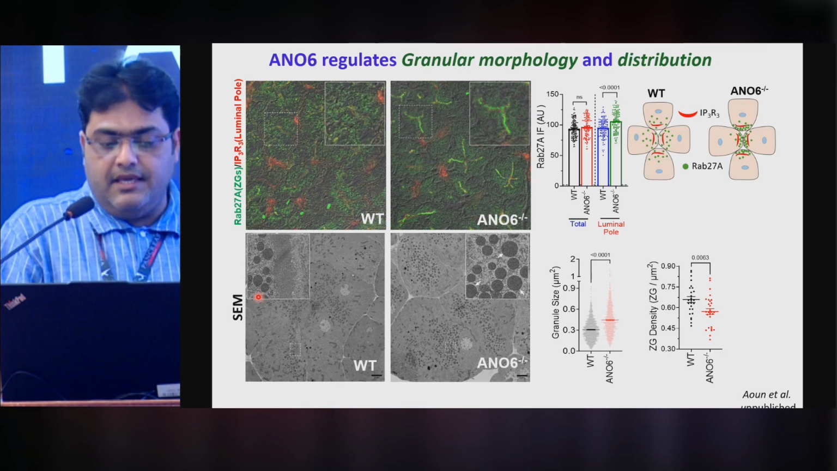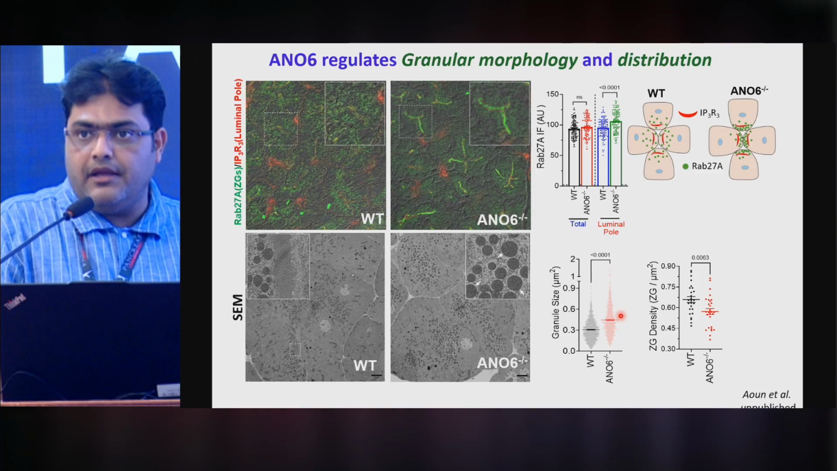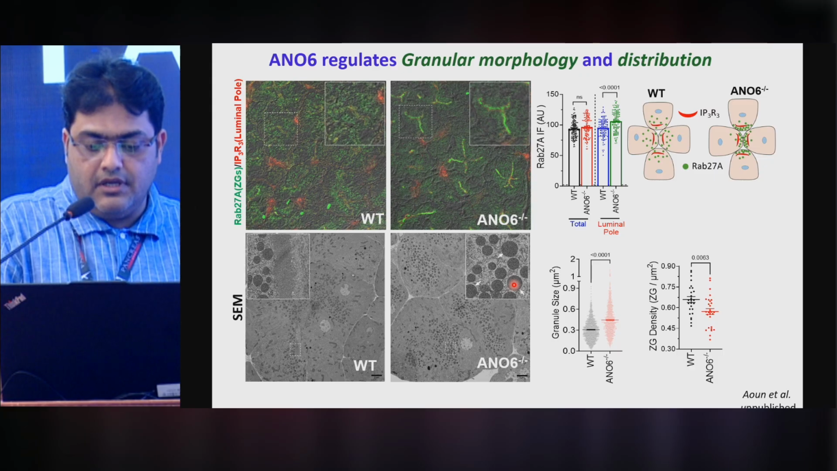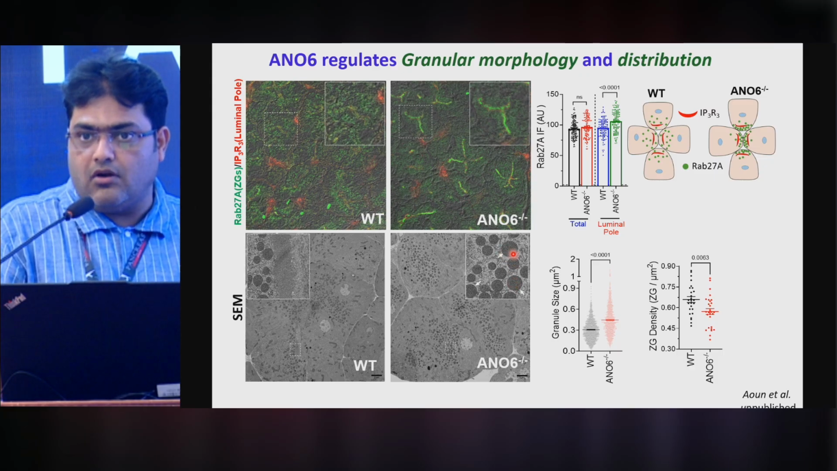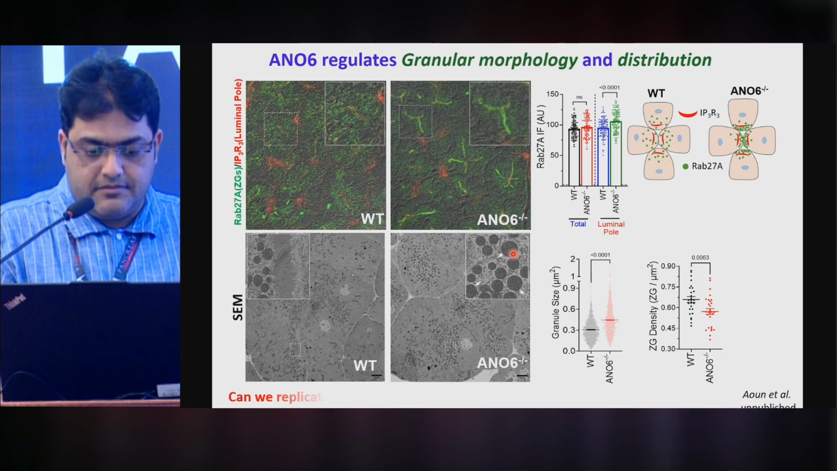Then I did SEM to further characterize, and you can see in the knockout there is a highly increased granular size as well as granular density, which indicates intragranular fusion. You can see the bigger granules, which also indicate there may be a problem in granular exocytosis.